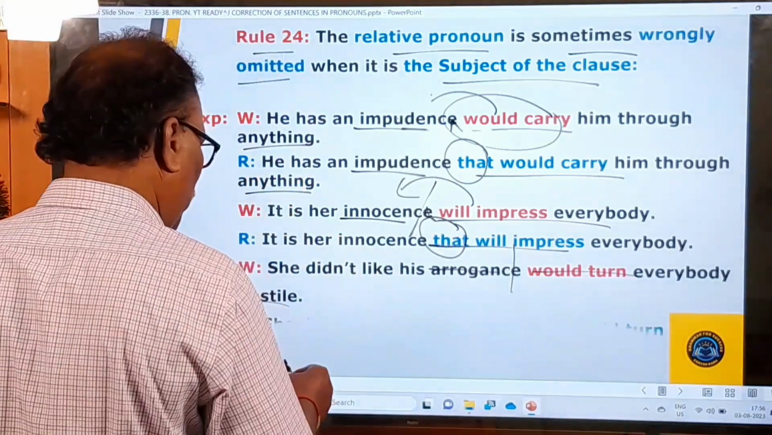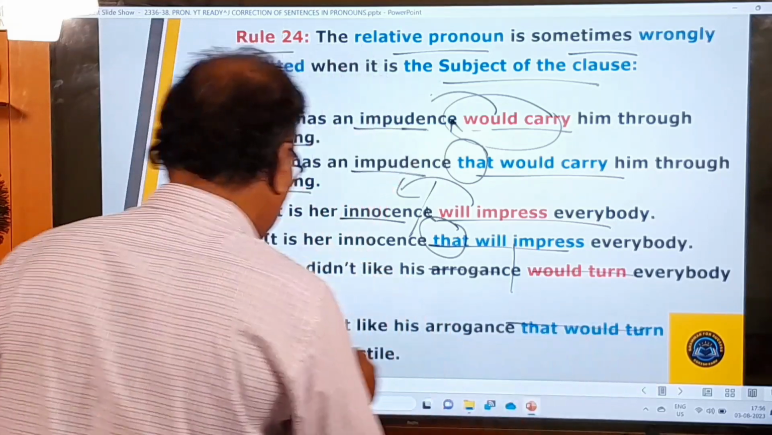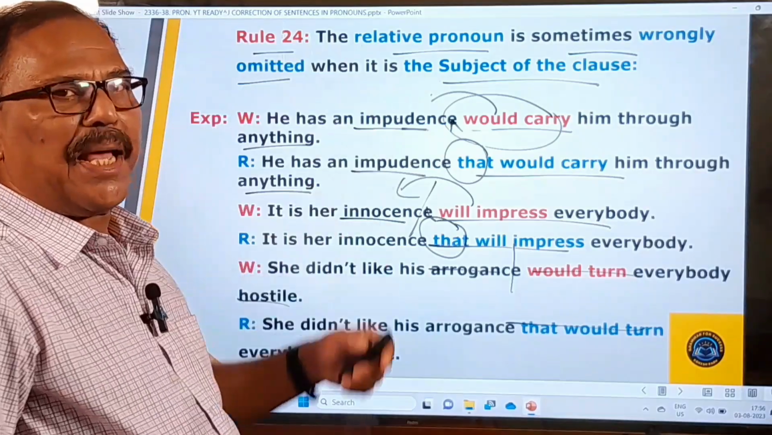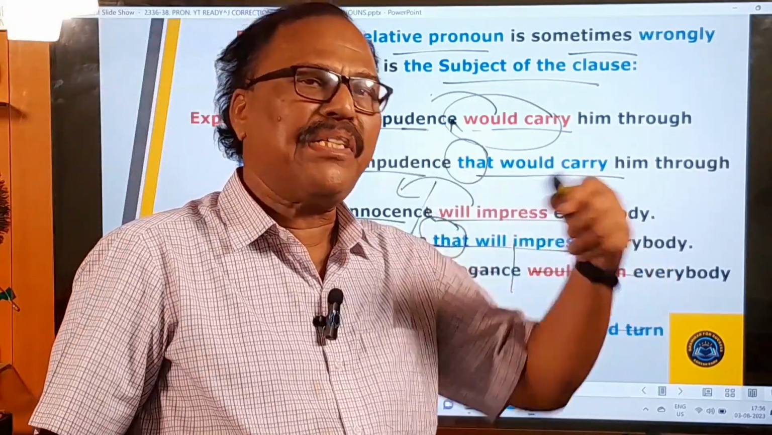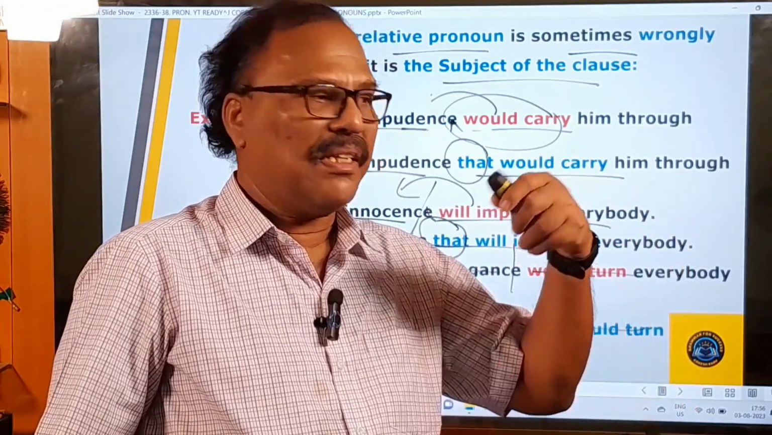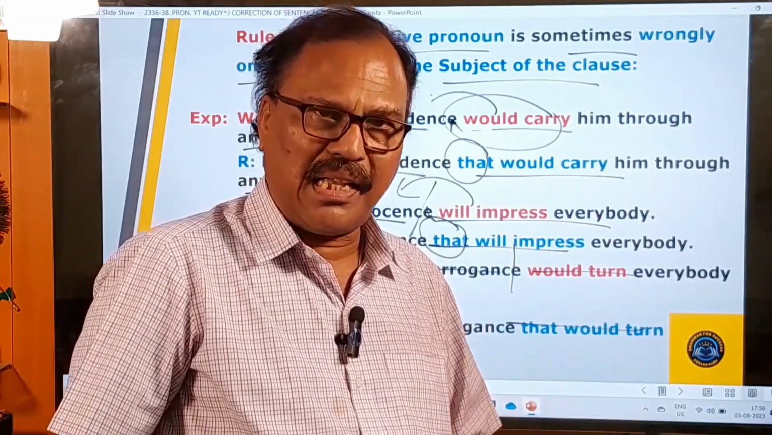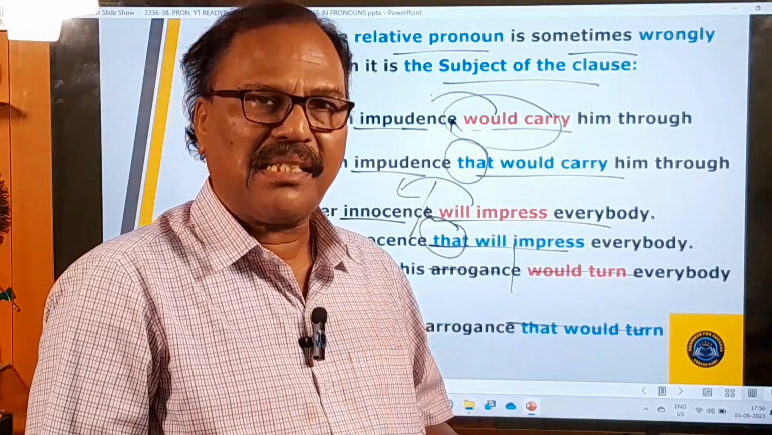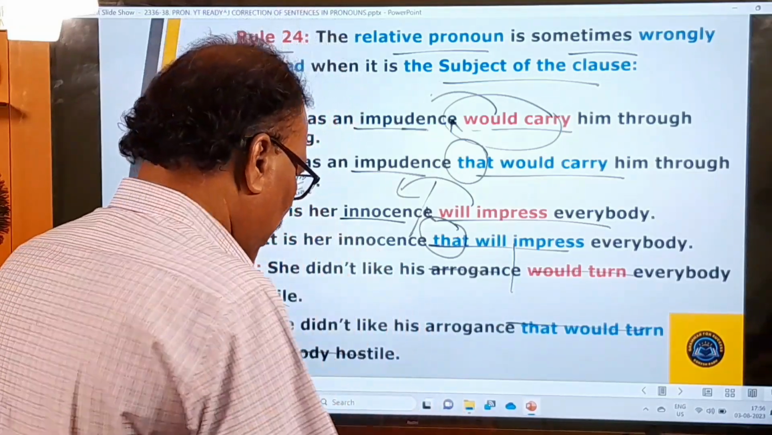So here, what should we do? That would turn everybody hostile. So in this way, sometimes some people miss the relative pronoun in the sentence wrongly or unnecessarily, and that's why that sentence looks awkward and meaningless also. Now let's go to the next rule.